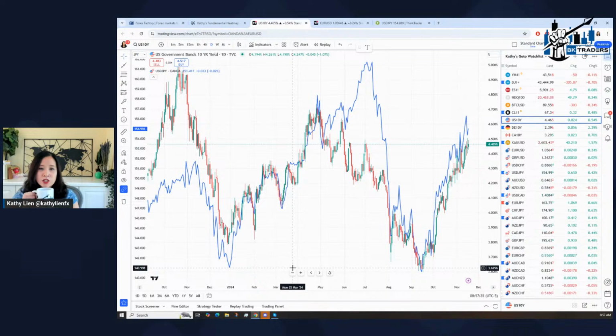We're going to get a lot more interactive these days. Give me your answer in the chat box. Do you see a positive or negative relationship? I could ask this a different way. If you see this chart and you see that US yields are up, do you think that dollar yen should go up or down?